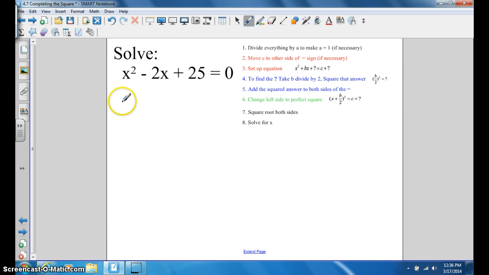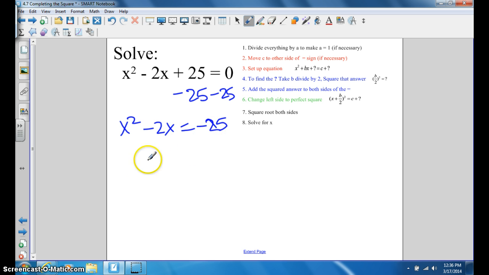For the next one, once again, we need a leading coefficient of 1. Well, that's done for us already. Then we need to get all the x's on one side by itself. So subtract 25 from each side. So we get x squared minus 2x equals negative 25. And now set up our equation. So we have x squared minus 2x plus something equals negative 25 plus something. I'm also going to set up my next step.